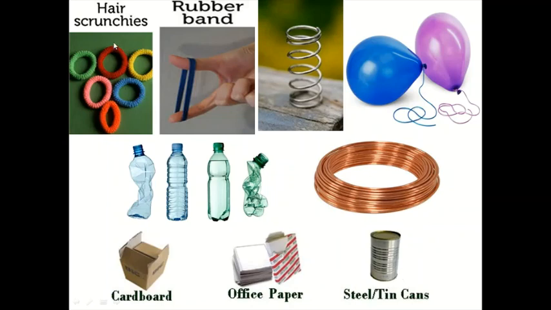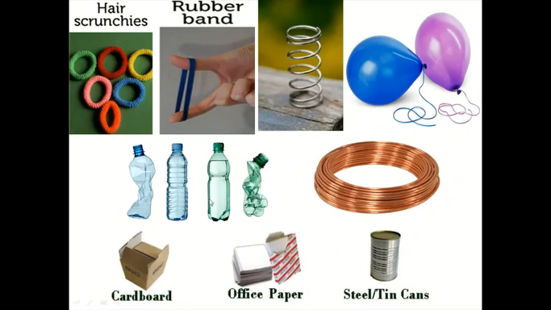Hair crunches, rubber band, spring, and balloon have some different properties. When we stretch the rubber and release the stretching force, it will take its original shape, same as in the case of hair crunches. In the case of a spring, when we compress the spring and release the compressive force, it will take its original shape and size. In the case of a balloon, when we blow air inside it, it will change its size, and when we release that air, it will take its original size.